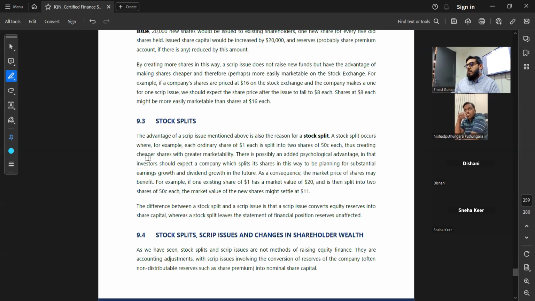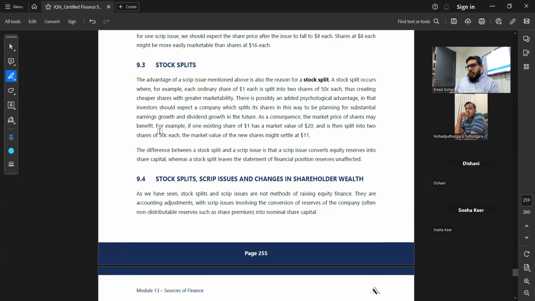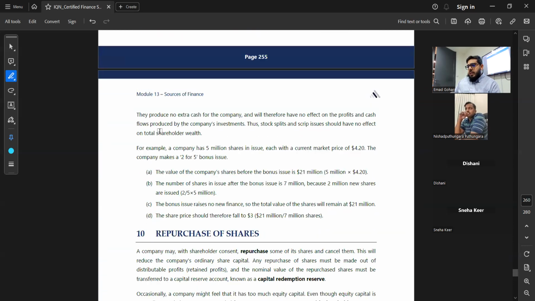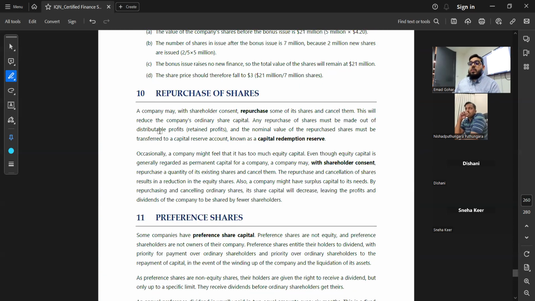Then stock split, you just split the stock. Like one share, now it is two shares. That's it. And par value is also reduced. No effect, no double entry in a stock split. Remember, if the examiner asks you what is the double entry of a stock split, the answer is nothing. No double entry. Okay.